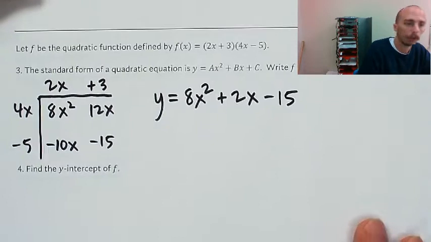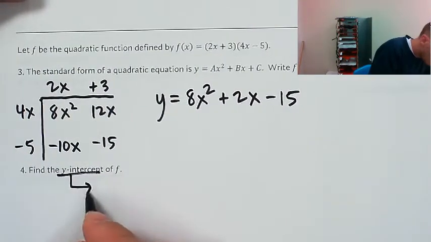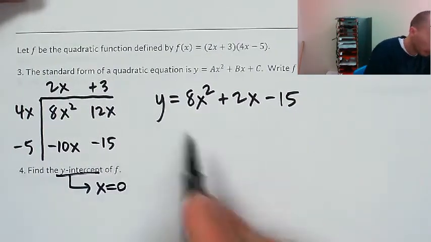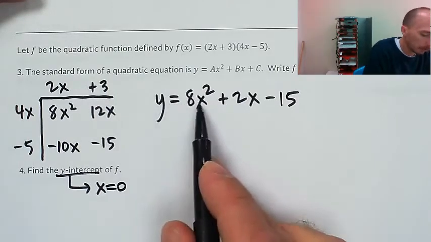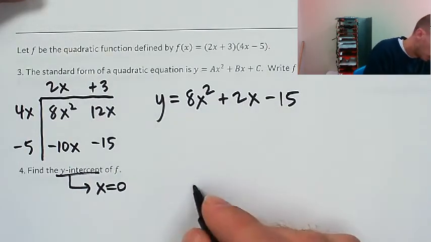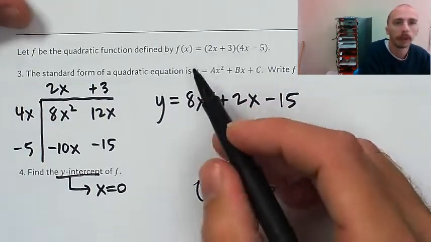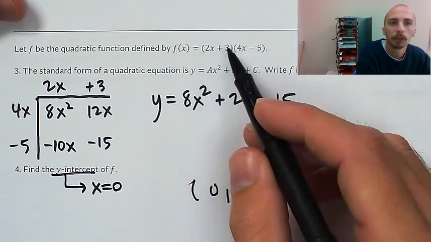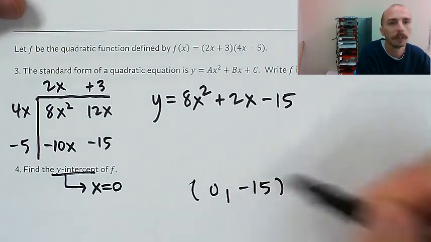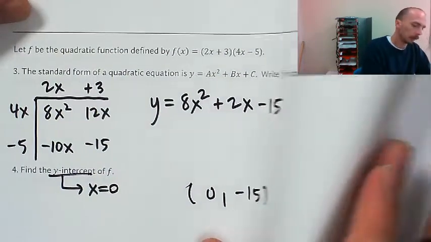And then the y-intercept of f, that's where x equals 0. So y of 0 would be 0 plus 0 minus 15. So the y-intercept is 0 and negative 15. But we could also see that by plugging in 0 for x right here, right? We'd have 3 times negative 5, which is negative 15.